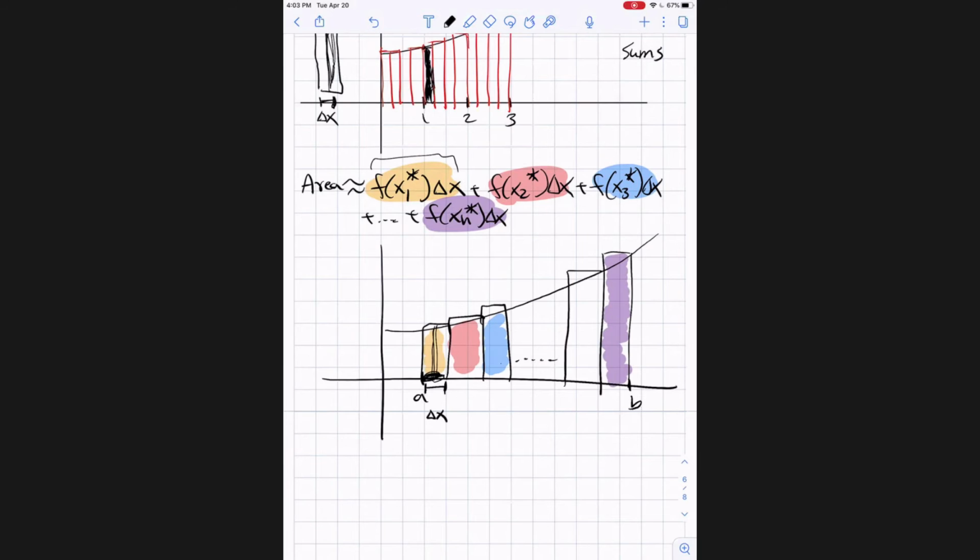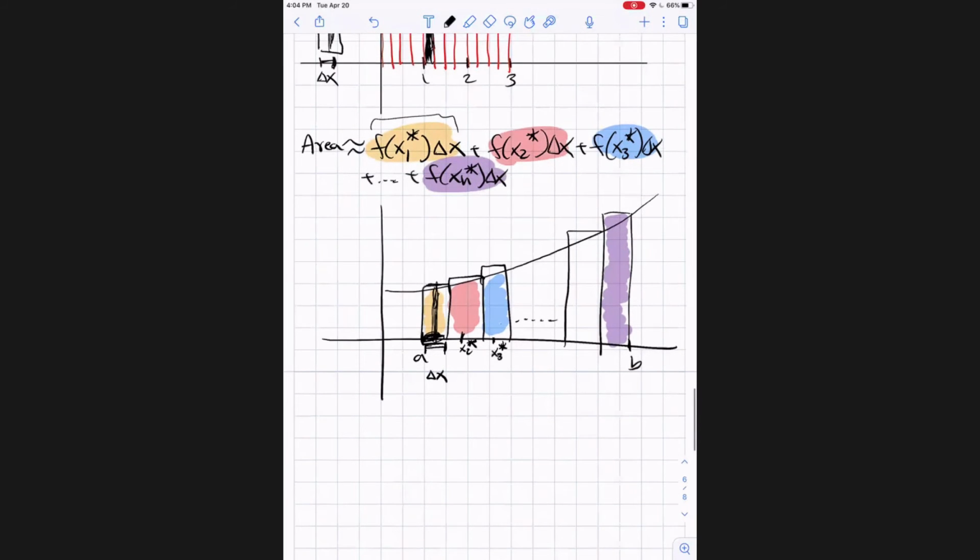Then the second one, this is some x sub 2 star value. So let's say your x sub 2 star is here. Your x sub 3 star is right here. So f of x sub 1 star would be the height of it. So the height times the width gives you the area of the orange. The second rectangle, that's the area of the red. The third one is the blue, and then the last one is the purple.